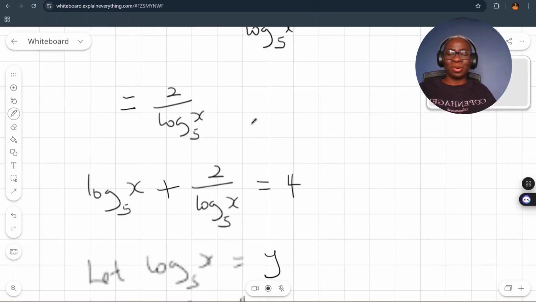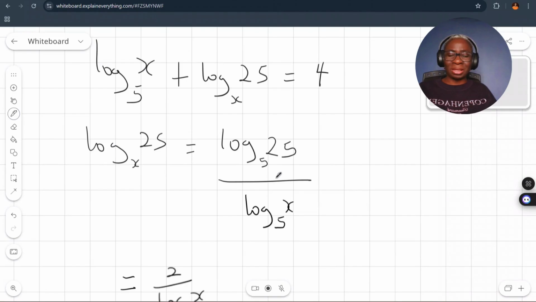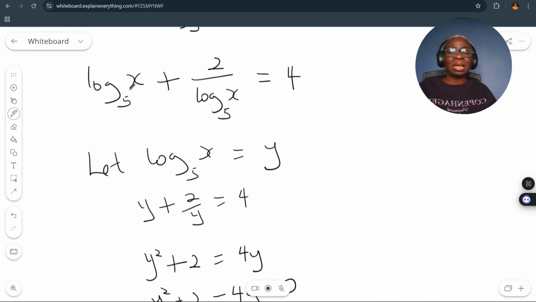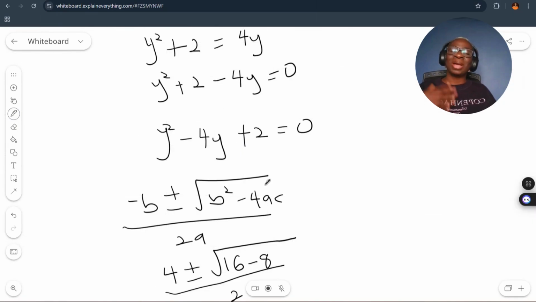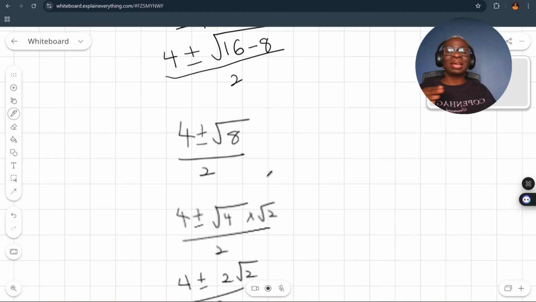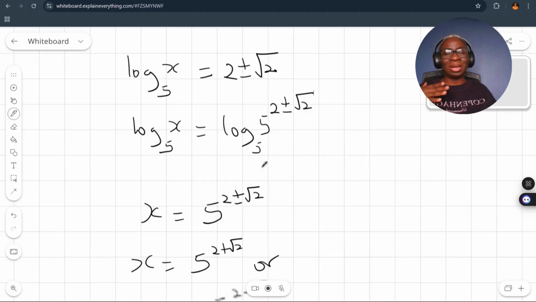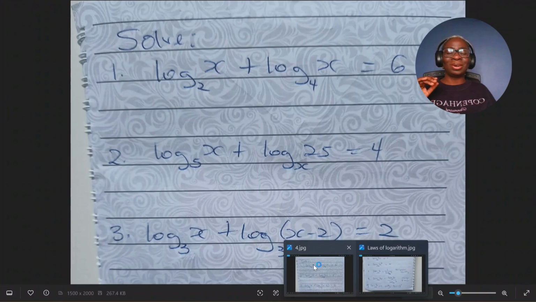I know it's a long solve, but just take it step by step, one after the other. The first thing is you change the base, and when you see something like this, to make it easier to solve, use an alphabet for it. So after representing it by an alphabet, it led to a quadratic equation. Then we apply the quadratic formula. Then after getting the value of y, we put it back into our log so that we can get the value of x. And this is the answer for the second question.